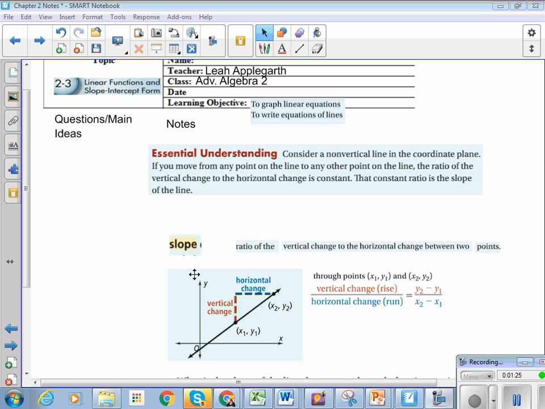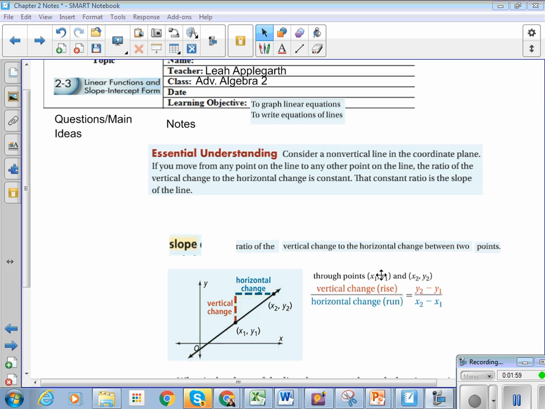The picture of slope looks like you have a non-vertical line. You have the vertical change, which from point to point is how far up or down you go. And you have the horizontal change, which from point to point is how much horizontally, or to the left or right, you go. So if you're going to write slope as a ratio, this is the word version of it: the ratio of the vertical change over the horizontal change between 2 points.